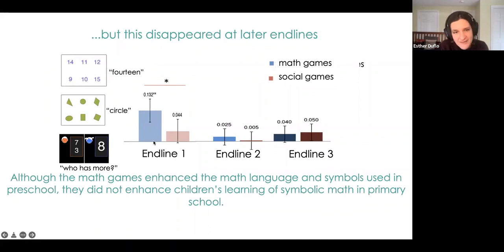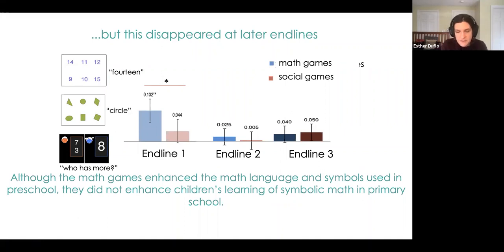So when they were still in preschools where they were learning these skills, recognizing numbers, we find some improvement of the math game kids relative to the control kids and to the social game kids. But once they reach school, grade one and grade two, we don't find any impact anymore. So although the math games originally enhanced the math language and symbols used in preschools, that did not enhance children's learning on symbolic math in primary school.